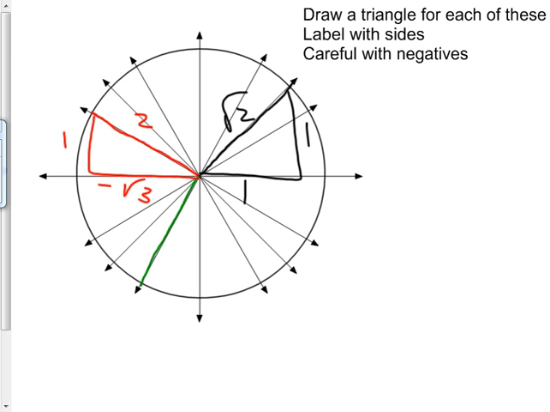I'm going to erase this to make room. The green one goes up here. And this one has a couple negatives in it. It's a 30-60, or is it a 45? No, it's a 30-60. So then this is 1, 2, square root of 3. But then there's negatives. Negative and negative. You get that? Raise your hand if you drew the right triangles.